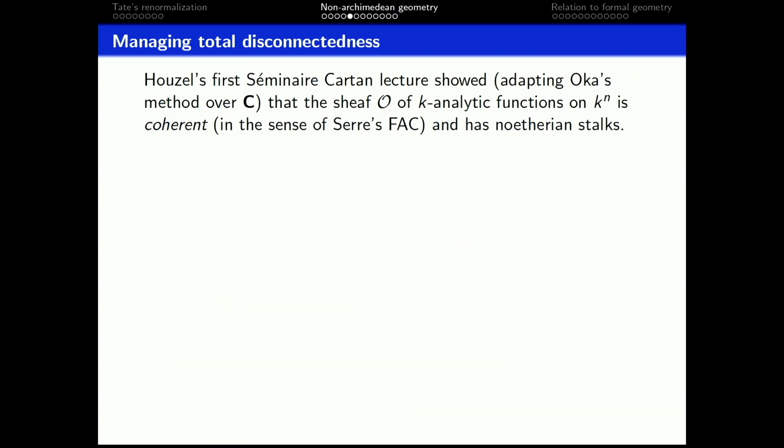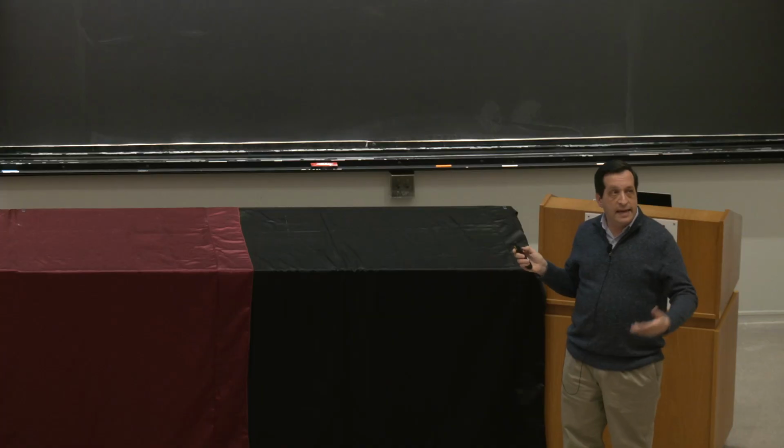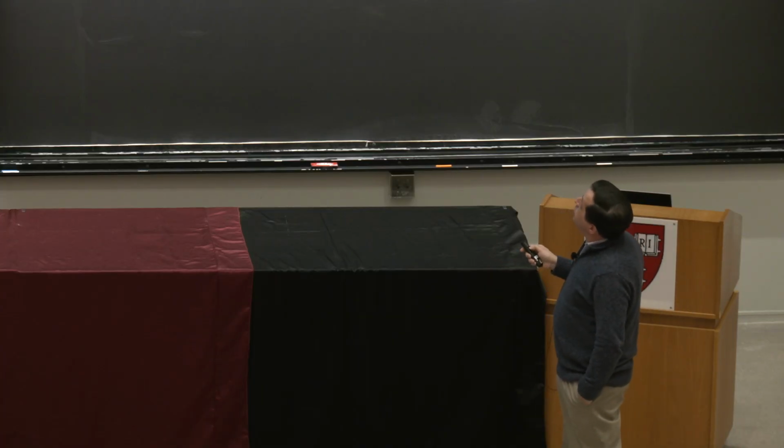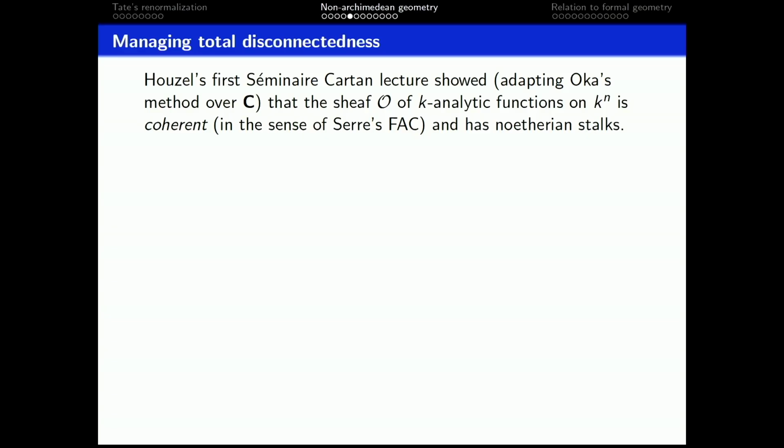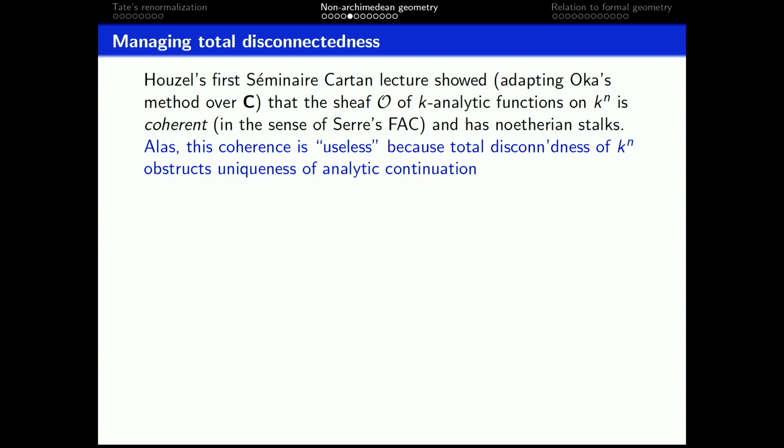Now, coming back to Husserl. So I mentioned before he gave these 4 Cartan seminar talks on the more naive K-analytic spaces. In the first of those talks, he actually showed, by adapting methods of Oka from the complex numbers, that the sheaf of K-analytic functions on k to the n has the appropriate notion of coherence in the sense of Serre, and that its stalks are Noetherian rings. The problem is this is completely useless.